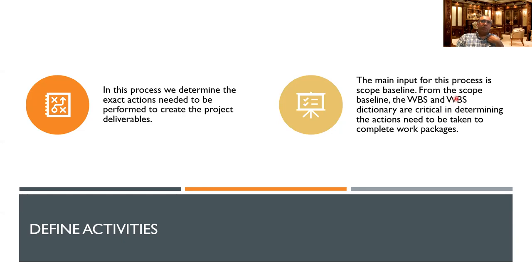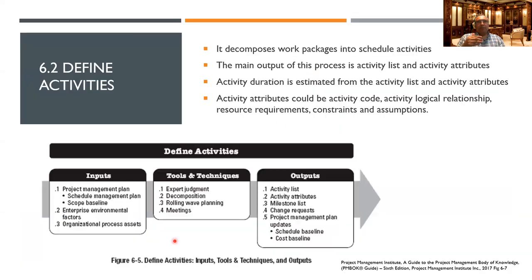So the main input for this process is scope baseline. So you remember the scope baseline has those three things, right? The three things are the scope statement, WBS, WBS dictionary. So from there, you take that information and you define the activities. So remember, the work packages are very broad. They're not much detailed. You have some detail in the WBS dictionary, but in order to complete that work package, there's lots of activities you have to do, right? So you have to define those activities.